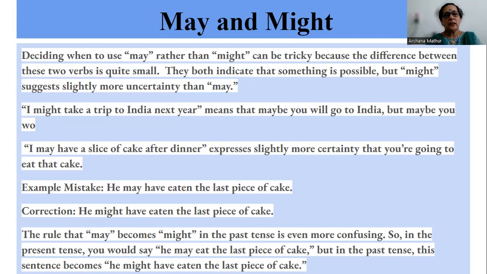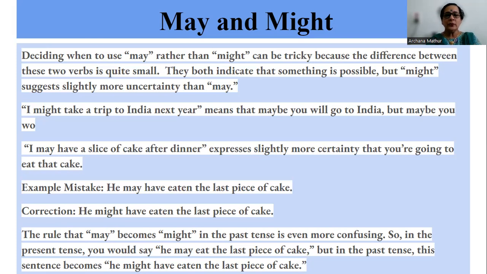Usually, the kind of mistake that we make is "he may have eaten the last piece of cake," but no, that's wrong, because we are talking of the past. So, the correction would be "he might have eaten the last piece of cake," because we are talking of the past. The rule that may becomes might in the past tense is even more confusing.